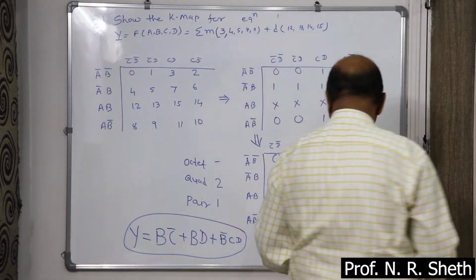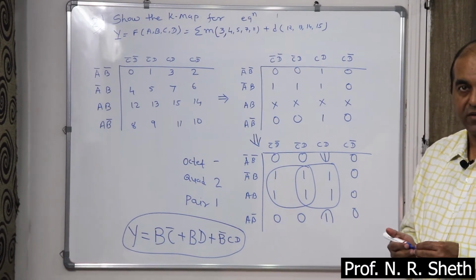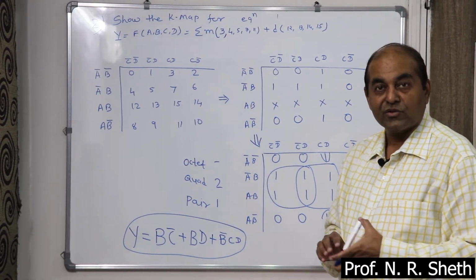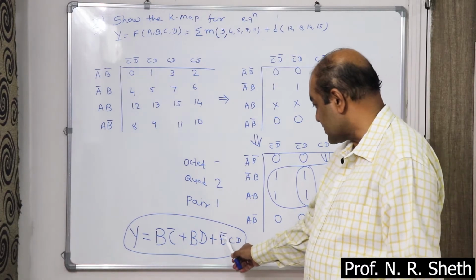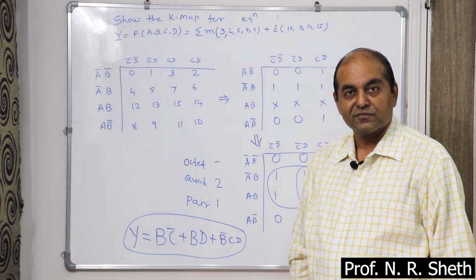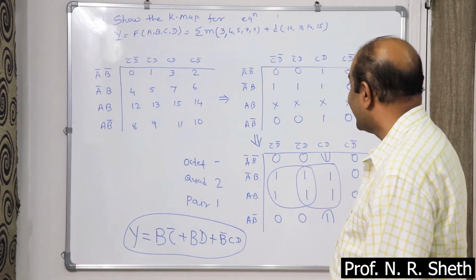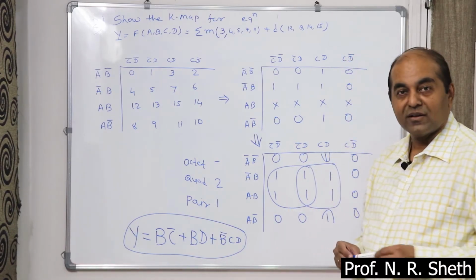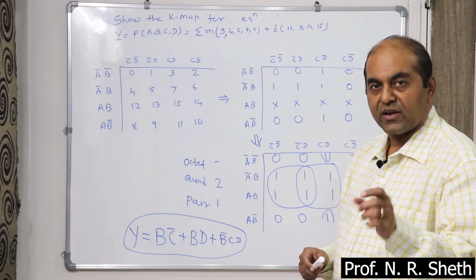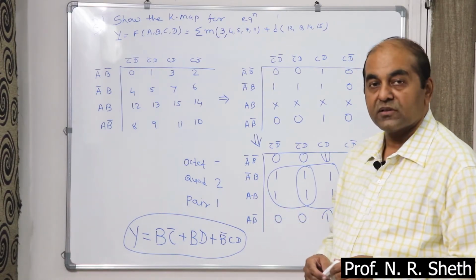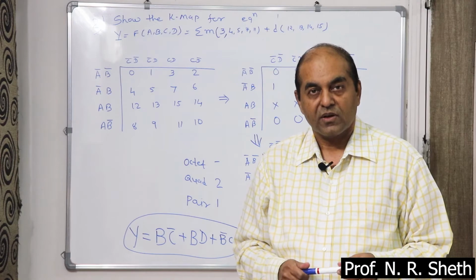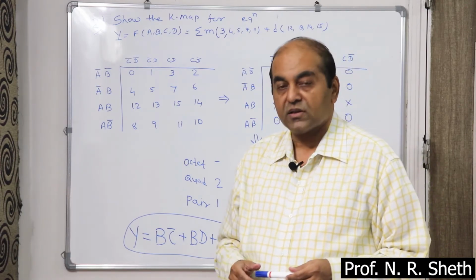In the previous case, I think it is BCD. So be careful. A single error marks 0. That is why you have to be very careful when you deal with K-map. Okay, let's see the third example.